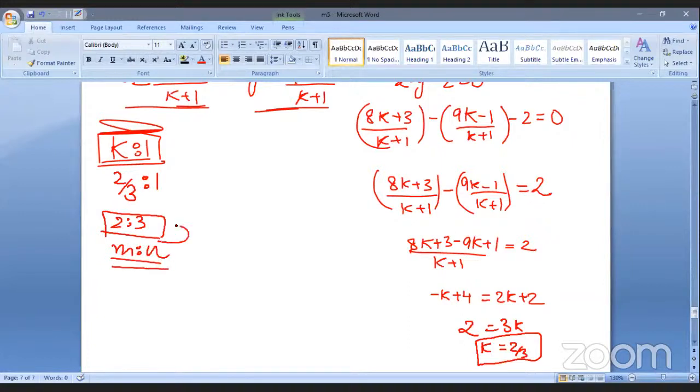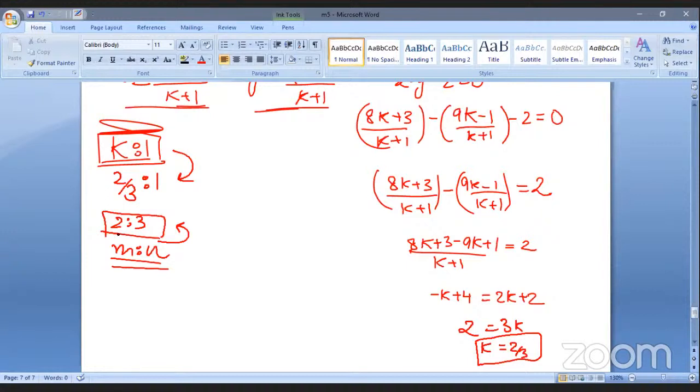Right? So either we can write the ratio as m/n, or we can write the ratio as k/1. They are one and the same thing. There is no problem in this. Okay, have you all understood how we have done this?